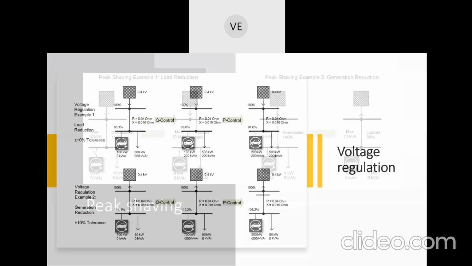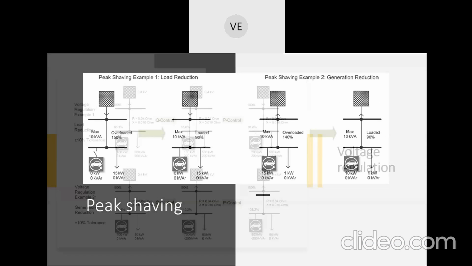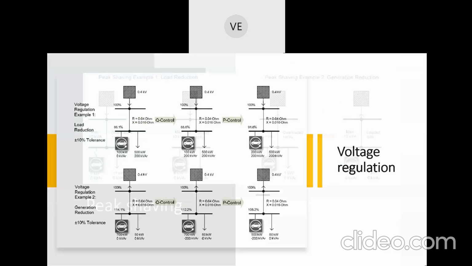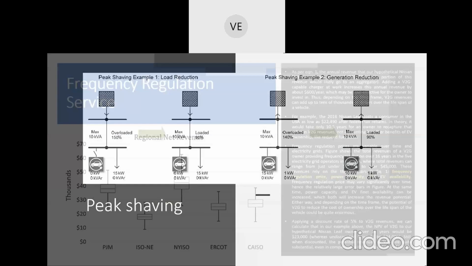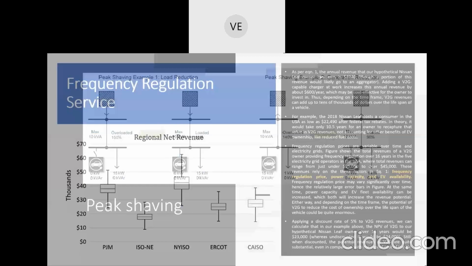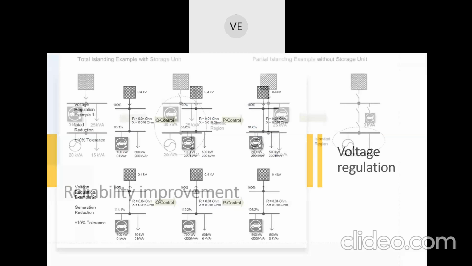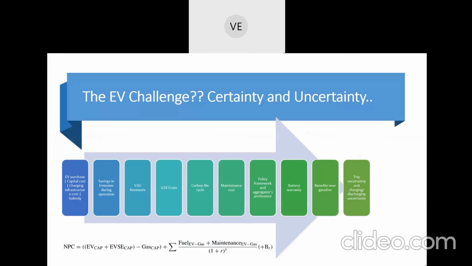So peak shaving, frequency regulation service, voltage regulation service, reliability improvement, these are the things. Now we will move on to the next part, the EV challenge, certainty and uncertainty. When we purchase the EV, you can see these blocks which show the actual challenges with EVs or even opportunities with EVs.